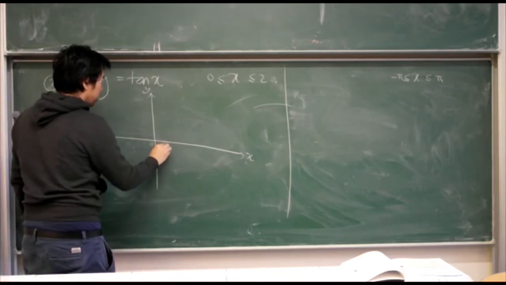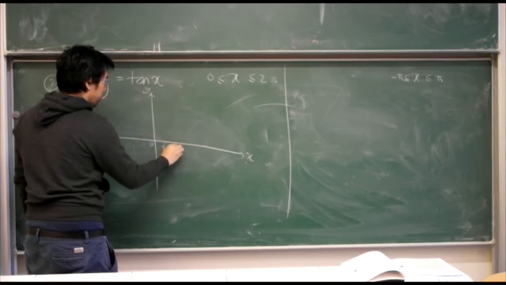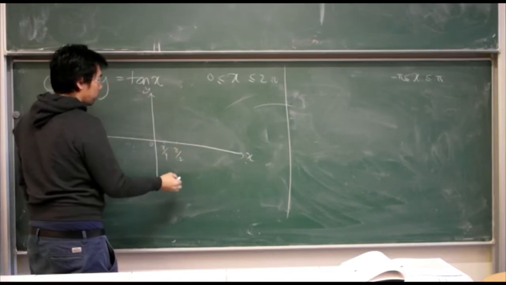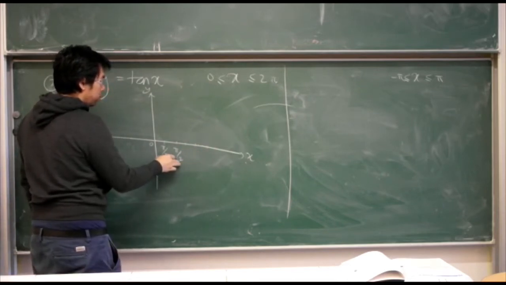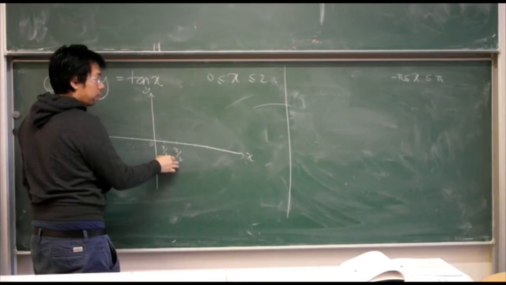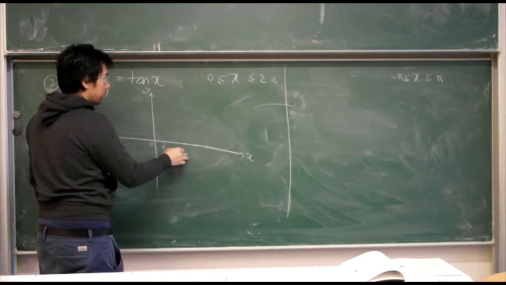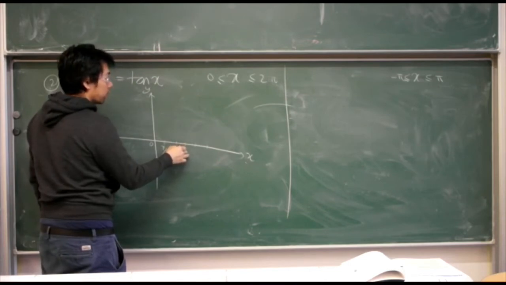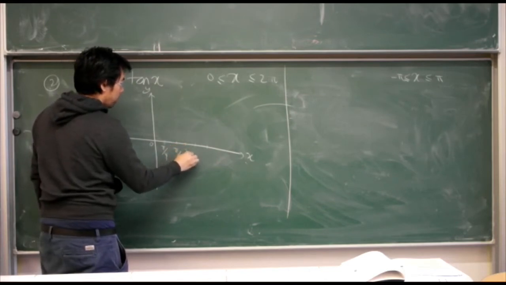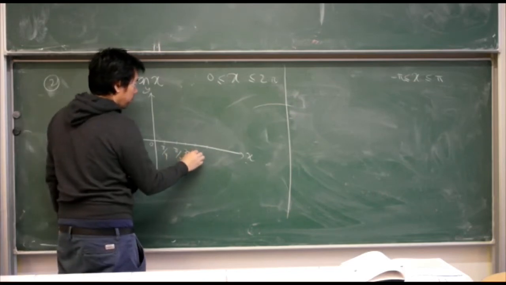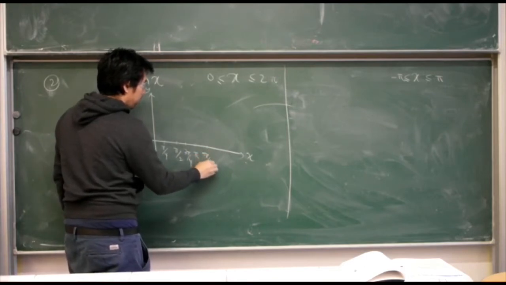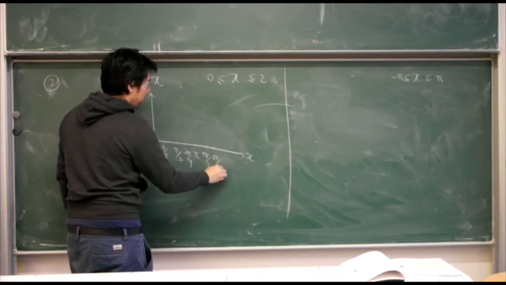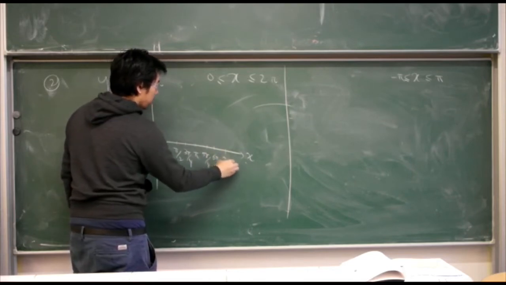So 0, after that pi over 4, then pi over 2, then you have to continue, alright? So after pi over 2, plus another pi over 4, so it's 2 pi over 4, plus another pi over 4 is 3 pi over 4, 3 pi over 4 plus another pi over 4 is 4 pi over 4, so that's pi, plus another pi over 4 is 5 pi over 4, plus another pi over 4 will be 6 pi over 4, plus another pi over 4 going to be 8 pi over 4, it will be 2 pi.